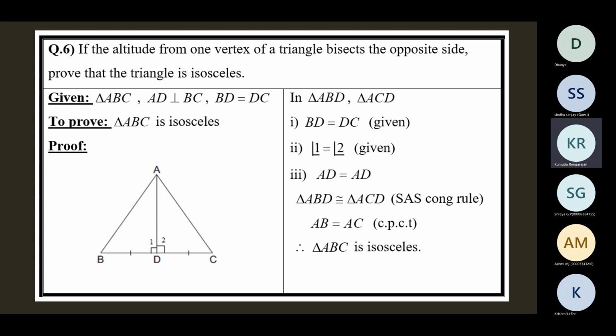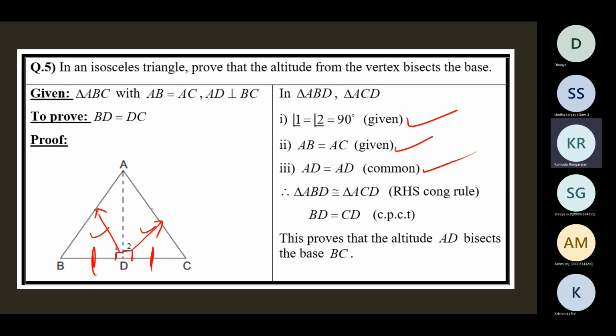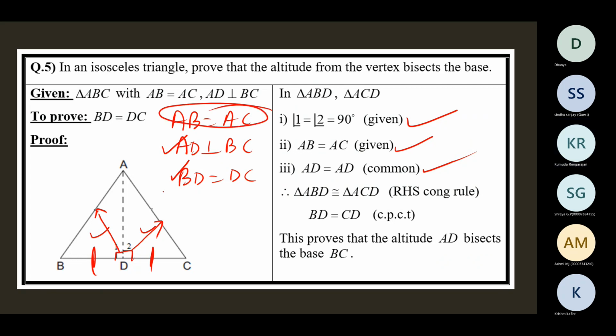Now see, there is the converse of the earlier one. If the altitude from one vertex of the triangle bisects the opposite side, prove that the triangle is isosceles. See here, what were the things given? Here it was given that AB is equal to AC, and AD is perpendicular to BC. We had to prove that BD is equal to DC. In the next one, we are given that BD is equal to DC, and we have to prove that the triangle is isosceles.